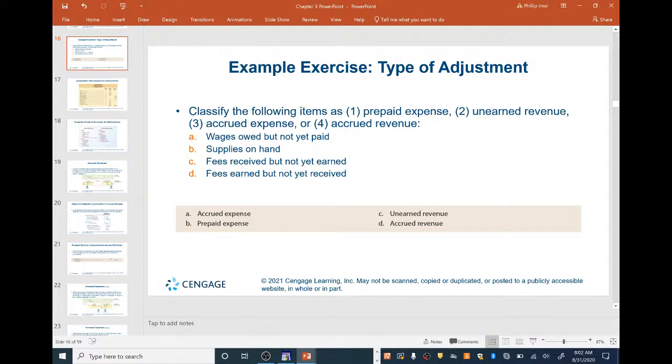What about fees earned but not yet received? So in this case, let's put ourselves in the shoes of being the electrician again. So remember, during the month of January, he does these service calls. He provides his service, right? So he's earned those fees, but he's not been paid for them yet, because remember, they're going to pay him in February. So at the end of January, that electrician needs to accrue the revenue that he earned but has not yet received. Okay?